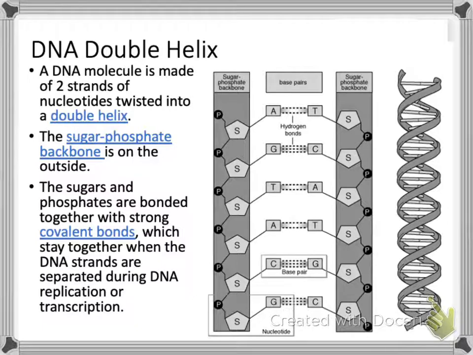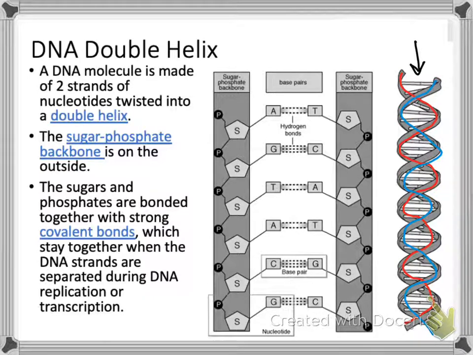So a DNA molecule is made of 2 strands of nucleotides twisted into a double helix. So this over here is the double helix. So you can really see, let me just highlight. So here is one side of the DNA molecule. So that's 1 polynucleotide, 1 nucleotide strand. And then here is the other side. So we've got 2 strands that are twisted up. And it looks almost like a spiral staircase or a twisted ladder.